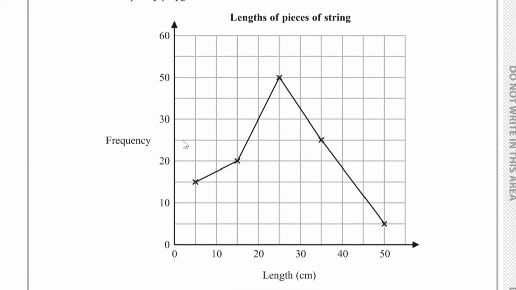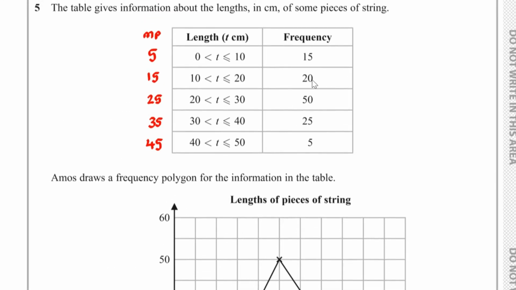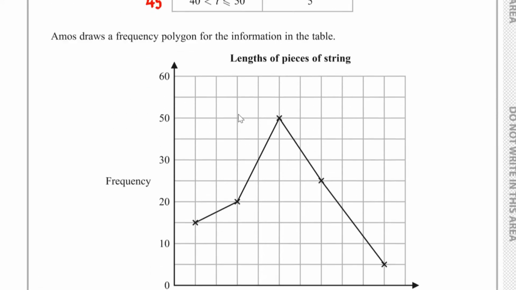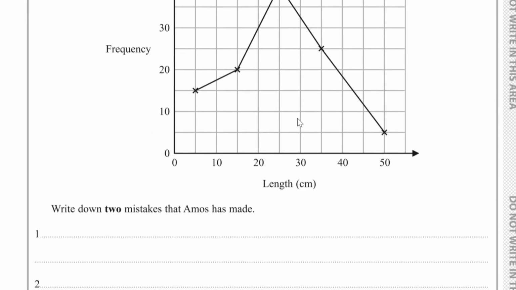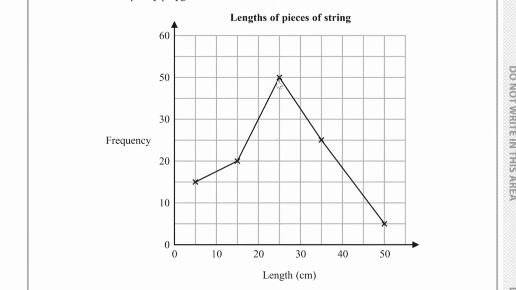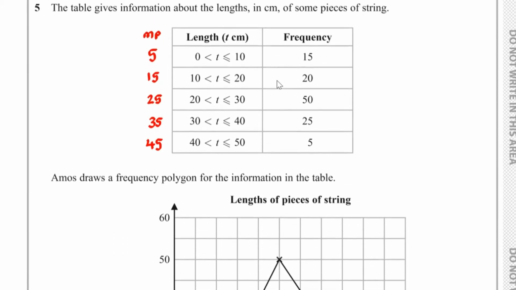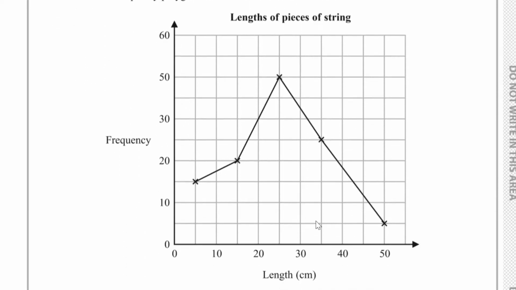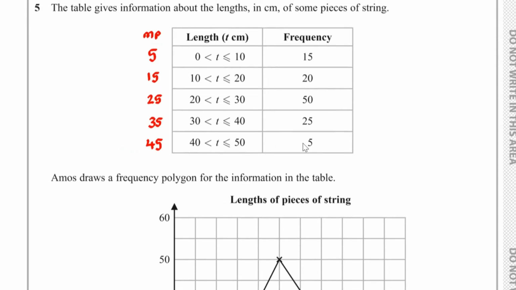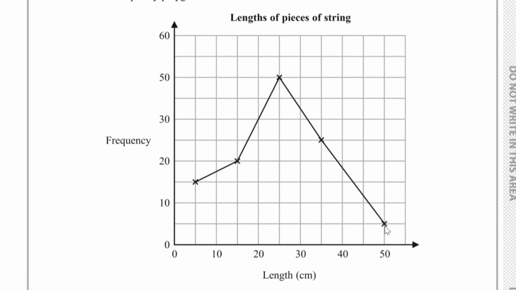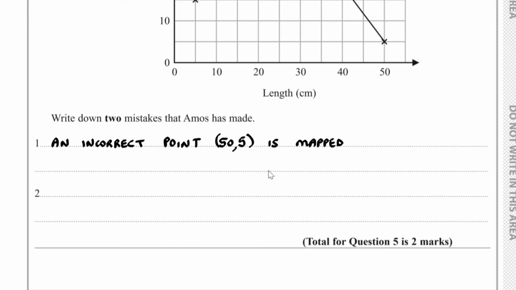We've got 5 and 15, that's fine. Then we've got 15 and 20, that's fine. Then we've got 25 and 50, so 25 and 50, that's here. And then we've got 35 and 25, so 35 is here, 25 is here. And then we've got 45, 5, well that's being plotted at 55. So an incorrect point 55 is mapped.